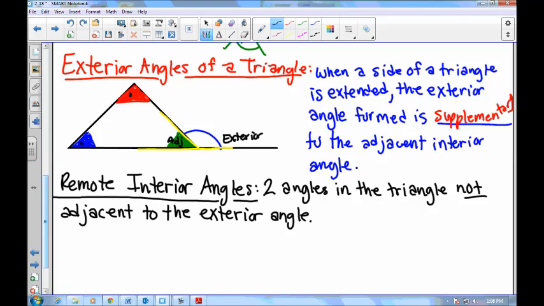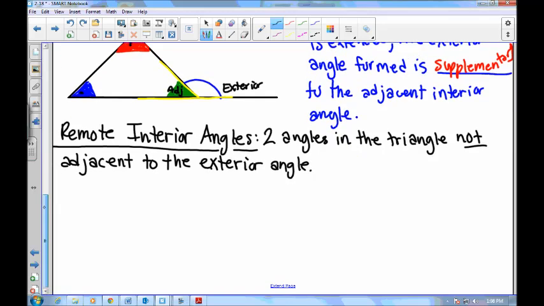Okay, so I'm going to do a double screen here, and we're going to look for, nope, I lied, we're not doing double screen yet. We have four types of angles that have a special relationship when we have what's called a transversal. Does anyone know what a transversal is?